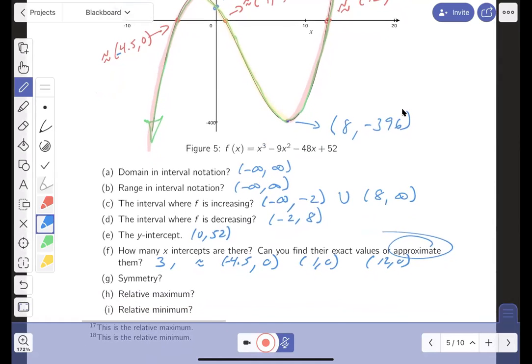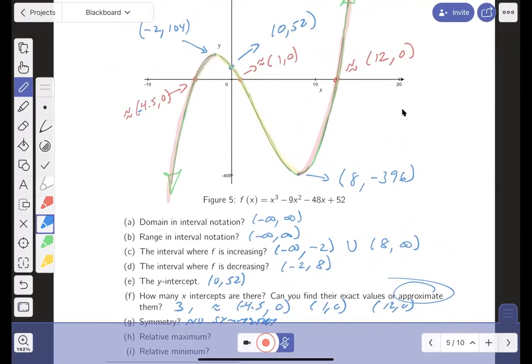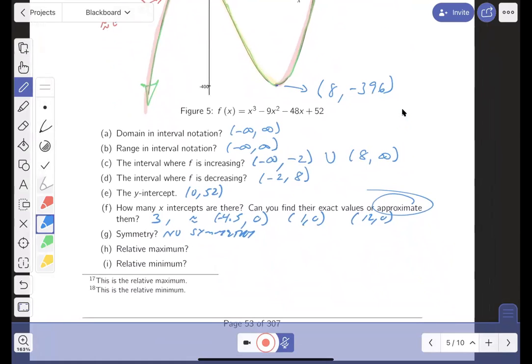Symmetry, well, I'm looking at it. I don't see any symmetry, no symmetry. What symmetry are we looking for? Even and odd. I just don't see it. Is there a relative maximum? I want to point out, is there an open interval where there's a point bigger than another point? And there is. And what's that point? -2, 104. I'll write that down for you.